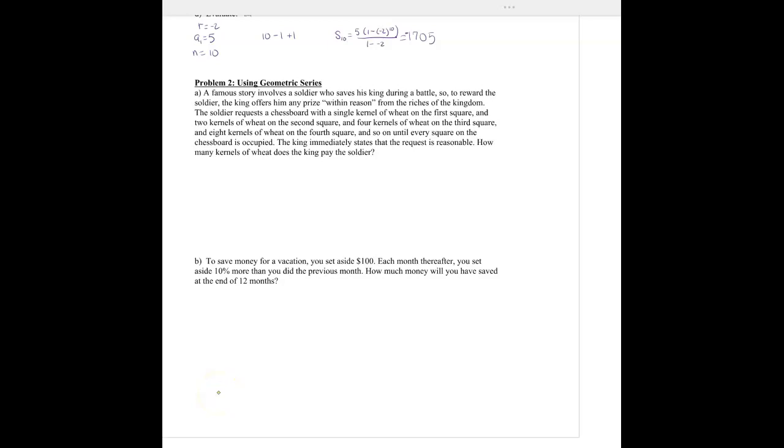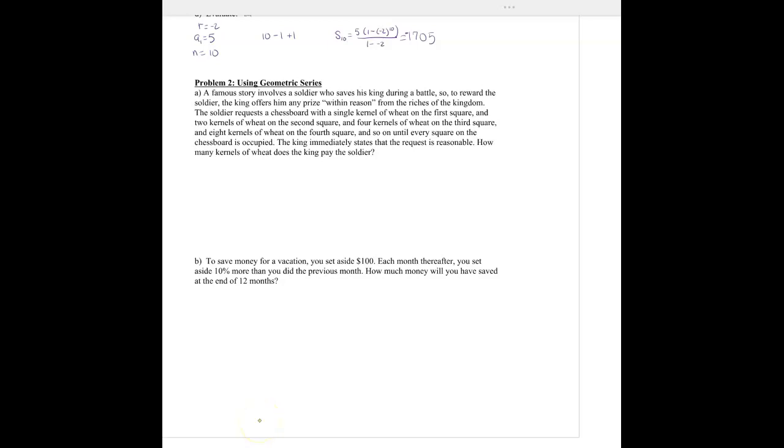Alright, so finally it says, a famous story involves a soldier who saves a king during battle. To reward the soldier, the king offers him any prize within reason. From the riches of the kingdom, the soldier requests a chessboard with a single kernel of wheat on the first square, and 2 kernels of wheat on the second square, and 4 kernels on the third square, and 8 kernels on the fourth square, and so on until every square on the chessboard is occupied. The king immediately states that is a request within reason. So how many kernels of wheat does the king pay the soldier?